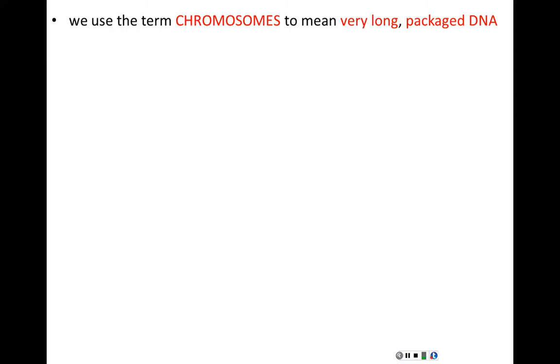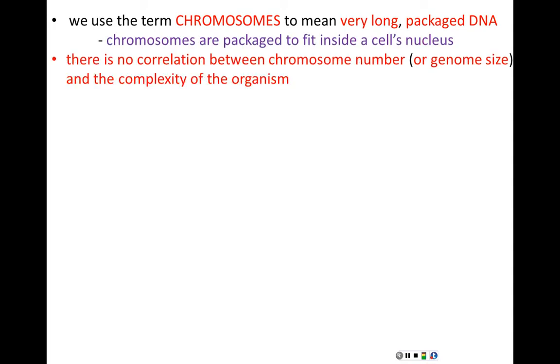So we'll wrap up by just summarizing the larger points of what we covered today. We started off just talking about chromosomes in general. We use the term chromosome molecularly to just represent very long stretches of single DNA molecules that are packaged and condensed so that they can fit in a cell's nucleus. We said that there's no correlation whatsoever between chromosome number or genome size and the complexity of the organism. Remember, the organism on this planet with the most number of chromosomes is a fern. The organism on this planet with the largest genome is an amoeba. And we also talked about those muntjacs, whatever they were called, that had a very, very different number of chromosomes, but very, very similar morphology.